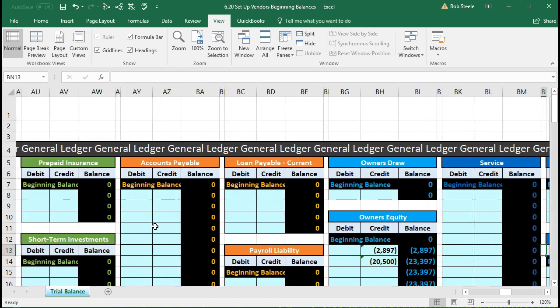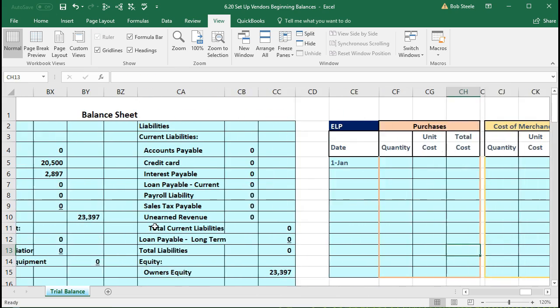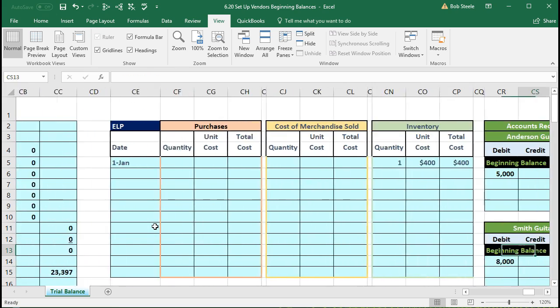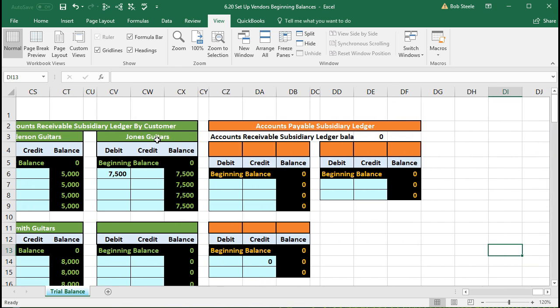I'm going to use the right arrow. We're going to keep on going right until we find our new item over here, which will be the orange accounts. It's all the way over here in CZ2. We see our information. We're going to enter new vendors into this information.